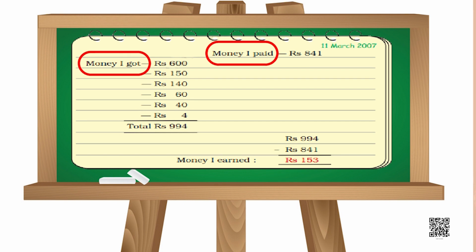How much is the profit? How do I calculate that? So, I need to subtract the smaller number from the larger number. So, here the larger number is 994 and the smaller number is 841. So, if I subtract 841 from 994, I get 153 rupees. So, this is the extra money she has earned. That extra money in business we call the profit.